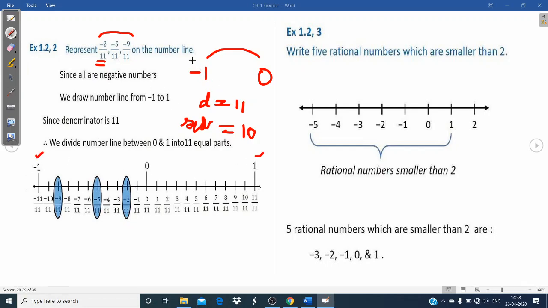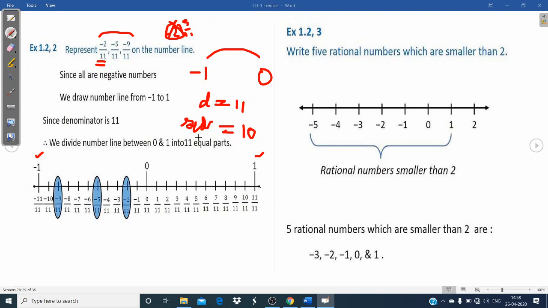Now these numbers will lie between what? Because they all have the negative sign, they lie on the left side of 0, and it is not in the form of a mixed number. Suppose it were -2 5/11, then you would have to reach till -2, and to the left of -2 you would mark this. But since there is no mixed number part here, it is directly -2/11, -5/11, -9/11. So from the left-hand side of 0 you have to start numbering.